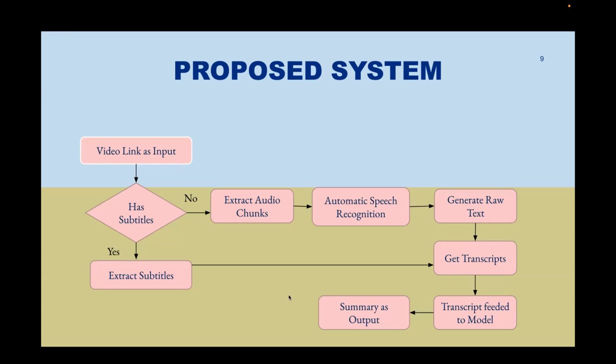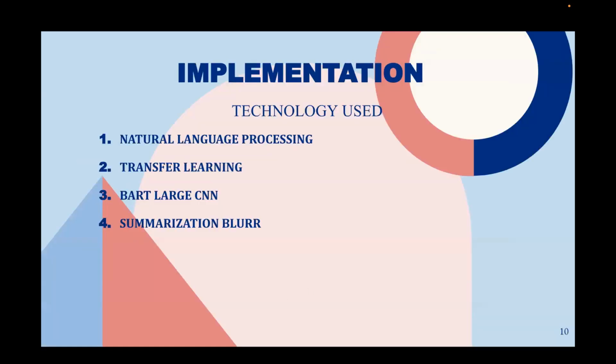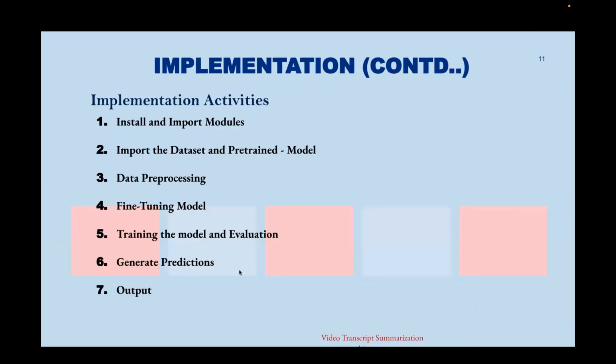summary. Going to the implementation process, here we can see the technologies used for the fine-tuning process, which are natural language processing for dataset preparation, transfer learning, BART large CNN pre-trained model, and the blurr summarization library. The whole implementation process includes installing and importing the libraries, importing the dataset and the pre-trained model, data pre-processing, fine-tuning our model and training it, and finally generating predictions and evaluating our fine-tuned model. Now, all of the fine-tuning process will be explained in detail by Ravi Kumar.